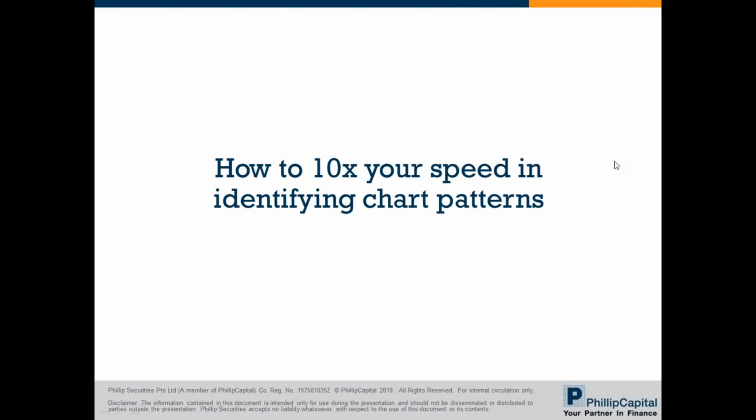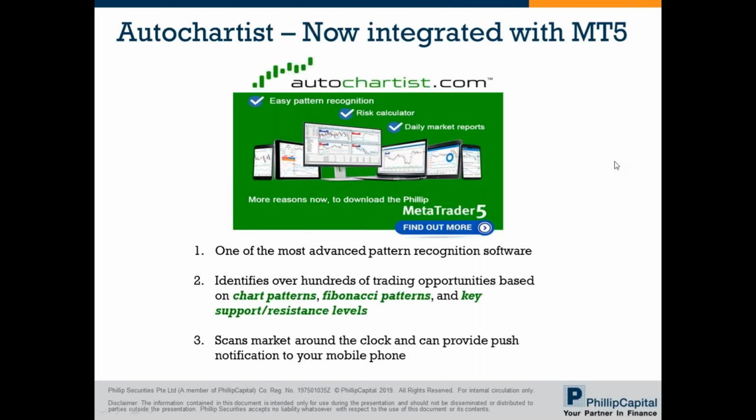But there's good news, because in Phillip Futures, we have integrated Autochartist with our MetaTrader 5 software. So what is Autochartist? Just a quick background. It is an advanced pattern recognition software. It identifies hundreds of trading opportunities based on things like chart patterns, which I have covered earlier in the final segment of my presentation.